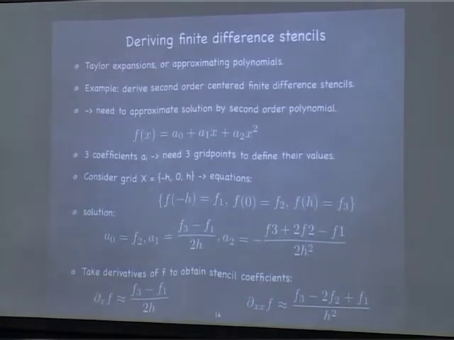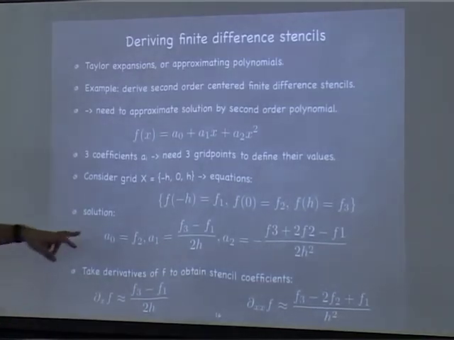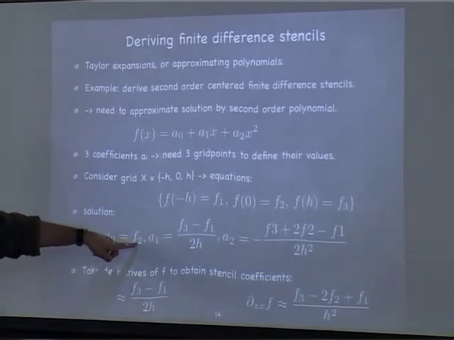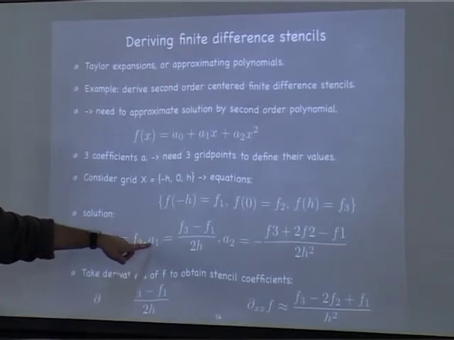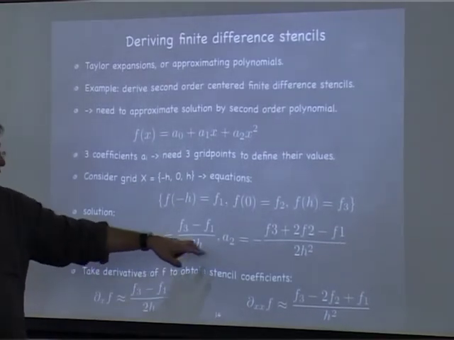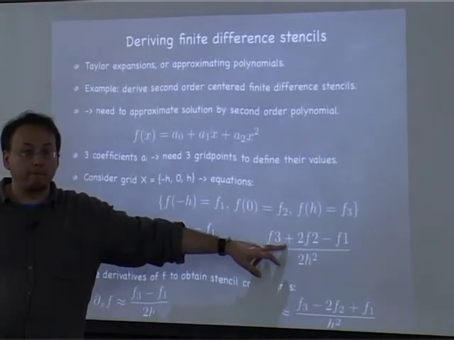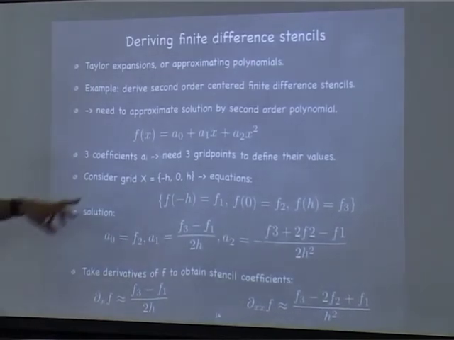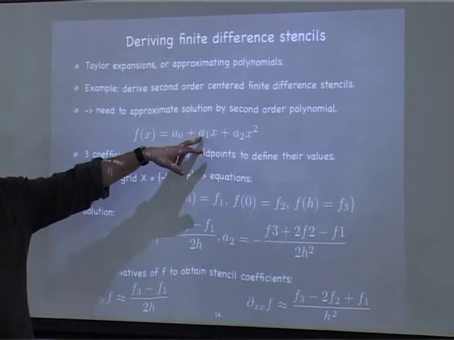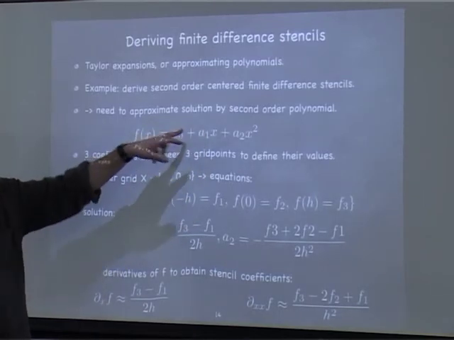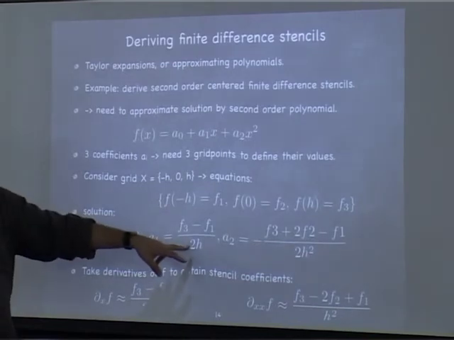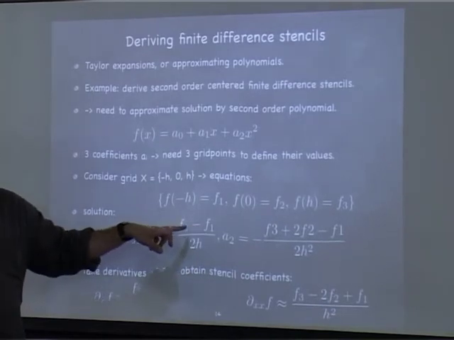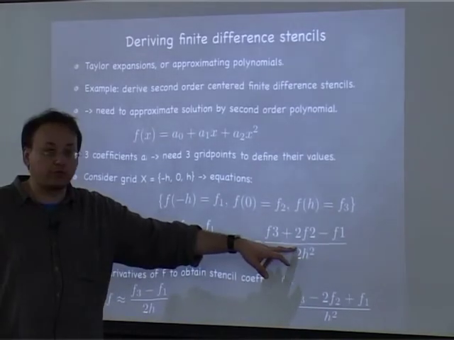Now we can solve this for our coefficients, and we see that the coefficient a0 is just the value of the function at the second grid point, and the coefficient a1 is this formula, and the coefficient a2 is this formula. In this case, it's quite obvious from the Taylor series that a1 is just the derivative of the function f. So that's the answer for how to compute the derivative from the values of the function. And a2 is the second derivative up to a factor of 2.